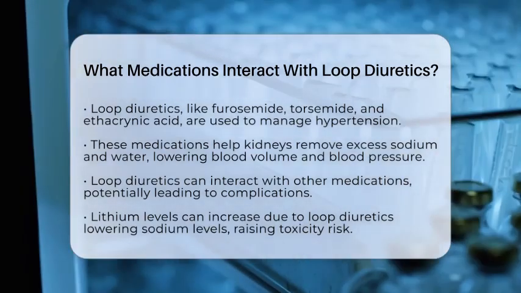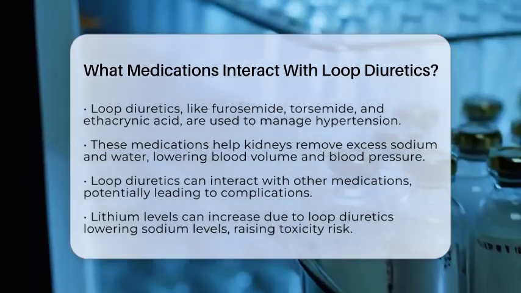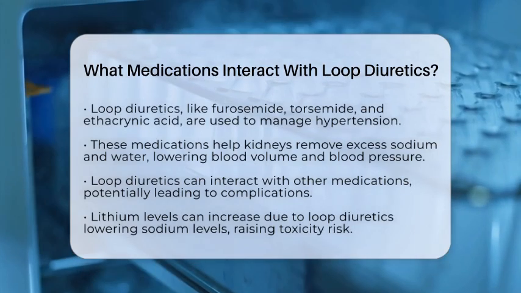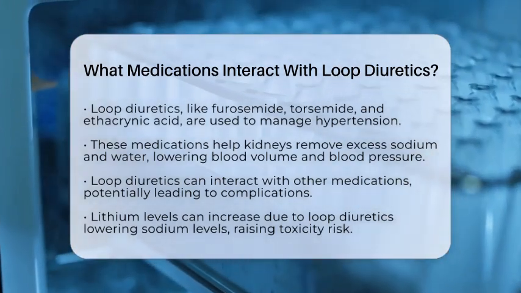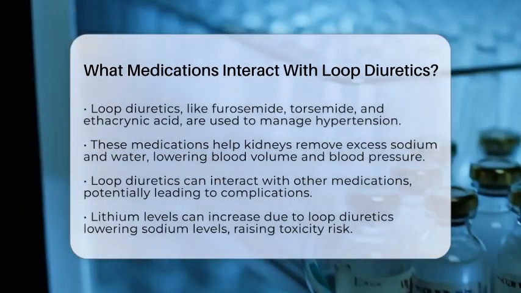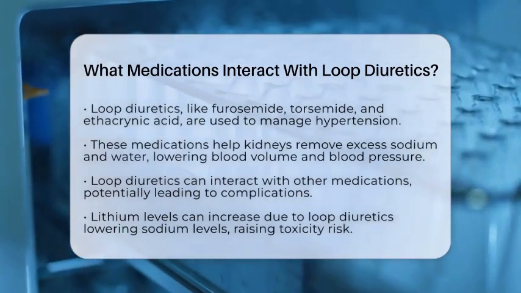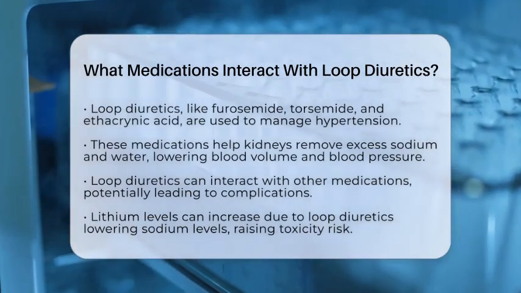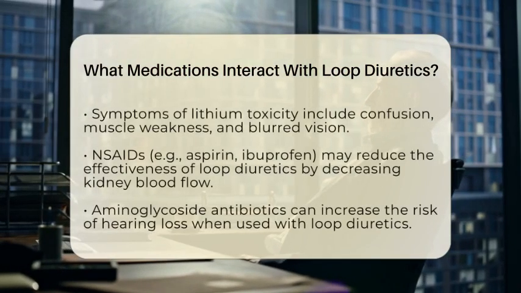One major interaction involves lithium. Loop diuretics can increase sodium excretion, which lowers sodium levels in the blood. Since lithium clearance depends on sodium levels, this can lead to lithium accumulation, raising the risk of toxicity. Symptoms of lithium toxicity include confusion, muscle weakness, and blurred vision. Therefore, if you are taking lithium, your healthcare provider will likely monitor your levels closely or may suggest avoiding this combination.